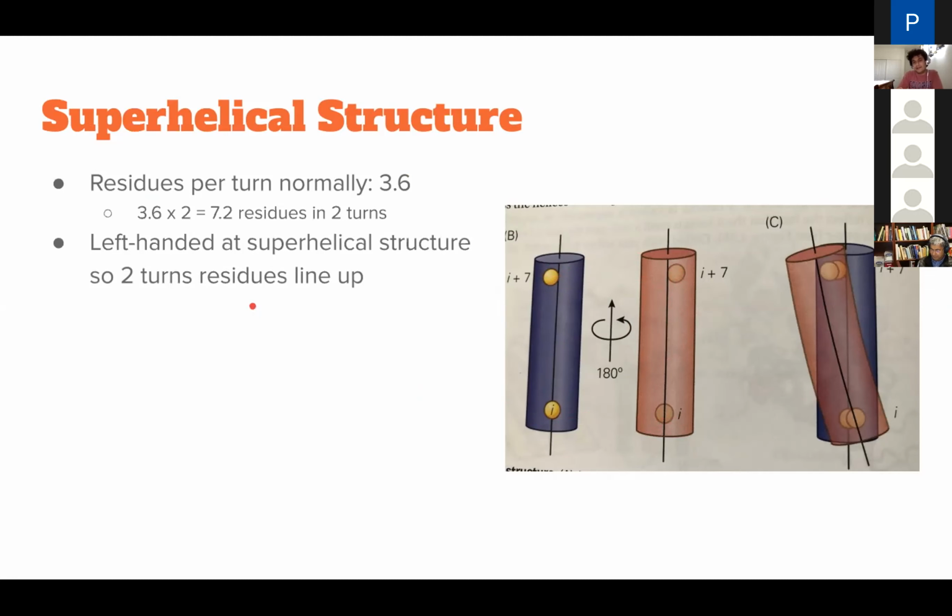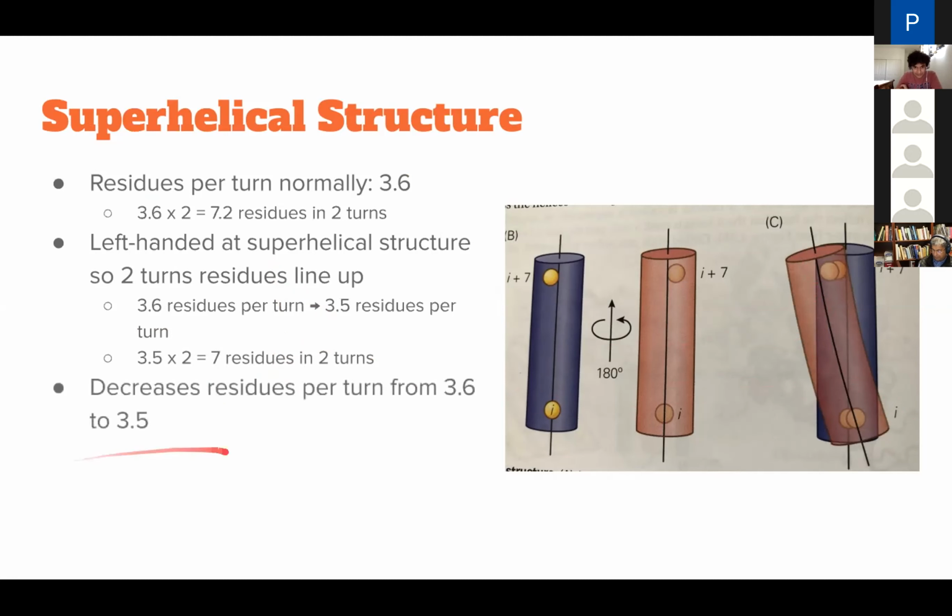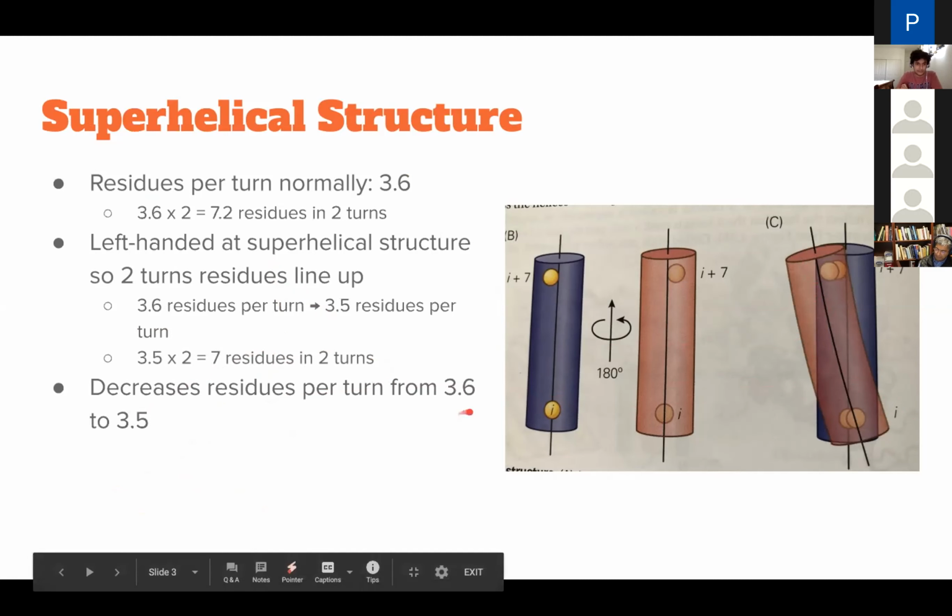So to do that, the alpha helix wraps around in a left-handed fashion such that these I plus 7 residues line up. So we see here the I ones line up, and then as it wraps around to the left, now this I plus 7 residue will line up with the I plus 7 of the blue helix. And an important thing to note, 3.6 residues per turn decreases to 3.5 residues per turn when it does this left-handed superhelix. And if we look at the math here, now 3.5 times 2, 7 residues in 2 turns. That lines up perfectly. And this is just another note, so you know 3.6 becomes 3.5.